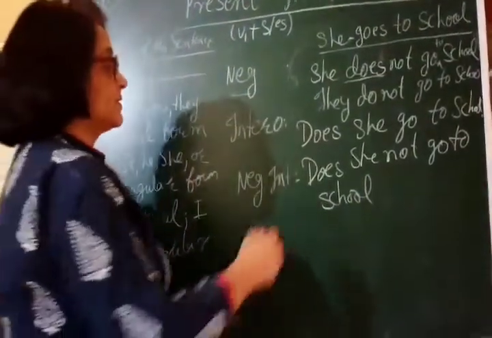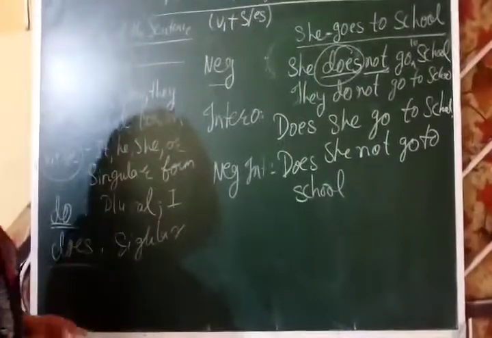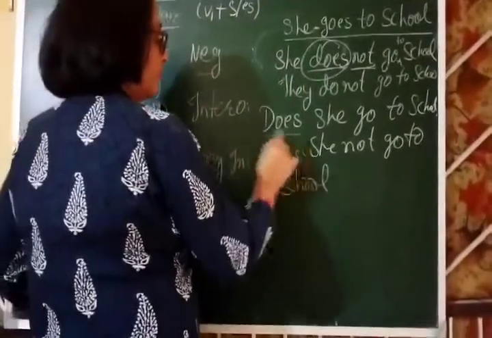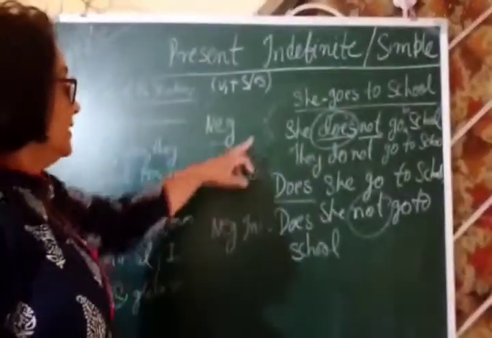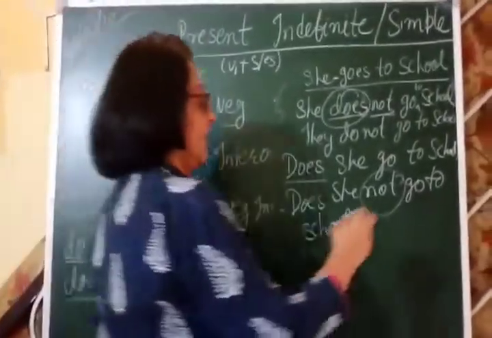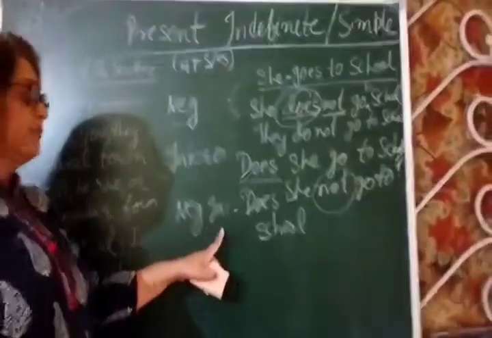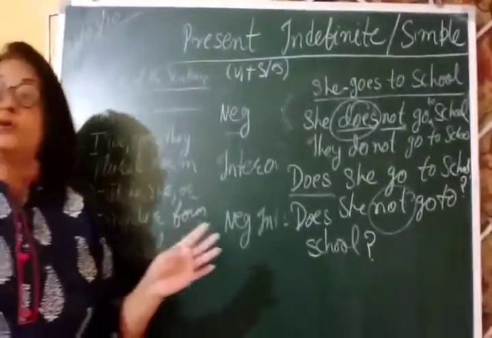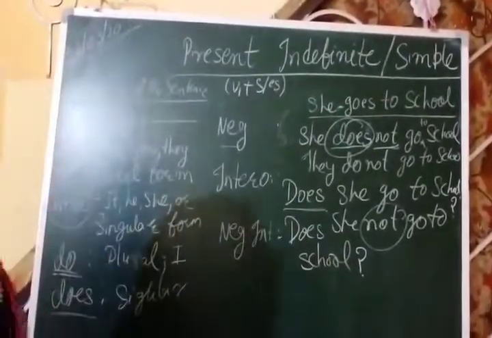All you have to do is, to make it negative, you have to write not, and then to make it interrogative, you just have to move does to the first. And to make it negative interrogative, in the interrogative you just have to add not. If we change the sentence into interrogative, we have to put a question mark at the end of the sentence. Same goes here, negative interrogative. Does she not go to school? We are asking, and when we are asking, we have to put the question mark at the end of the sentence. This finishes our present indefinite or simple tense.